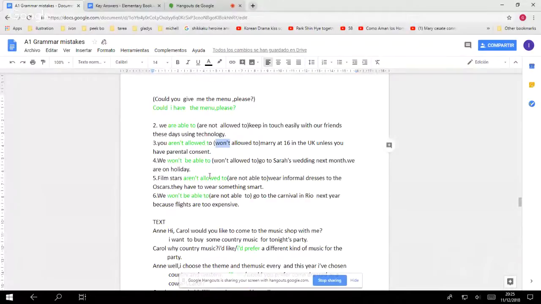Okay. So we won't be able. That is in negative future. You can use it in negative future. Be able is better because you are saying something that is happening in the future, but they can't do that action. And the action is go to Sarah's wedding. So they won't be able to. They can't. Okay.